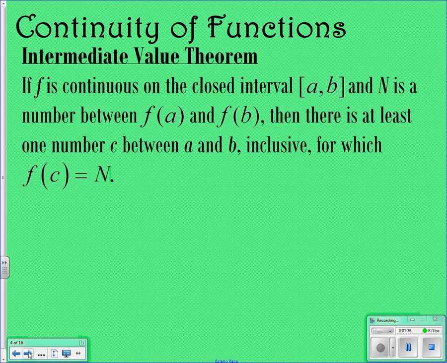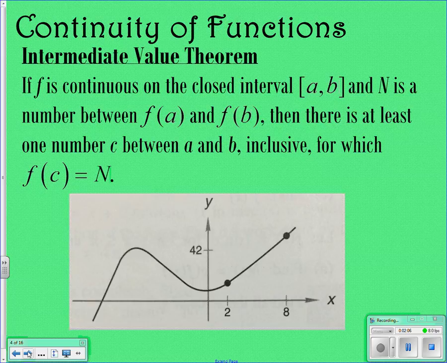If f is continuous on the closed interval from a to b, and n is a number between f of a and f of b, then there is at least one number c between a and b, inclusive, for which f of c equals n. So you have to have a continuous function here. It has to tell you that it is continuous. If it doesn't say continuous, then you won't be able to use this. It must tell you that the function is continuous.